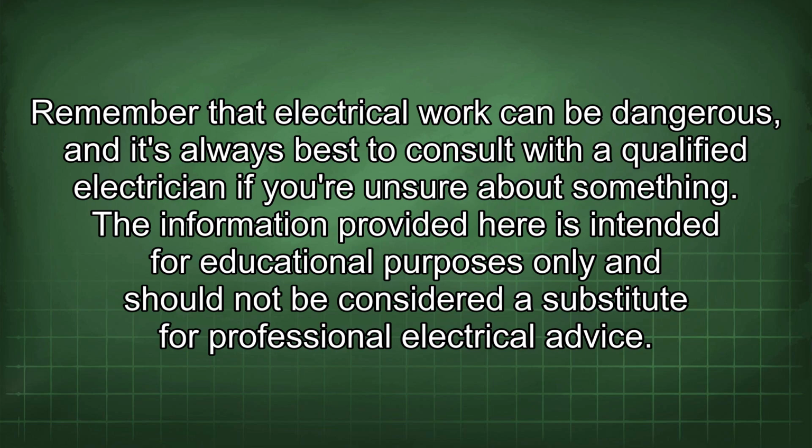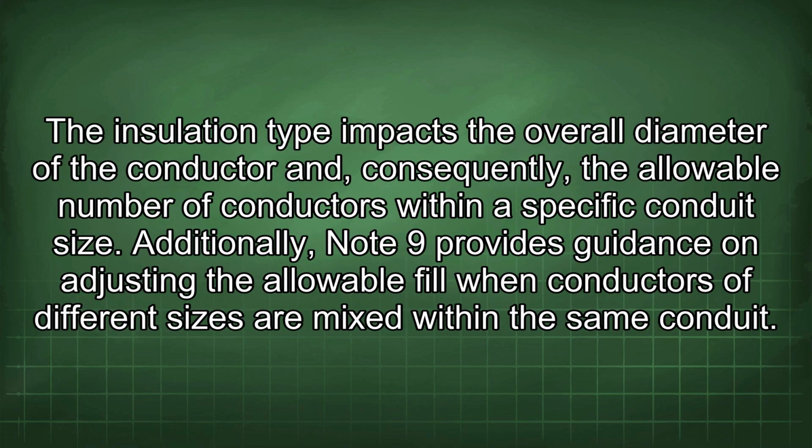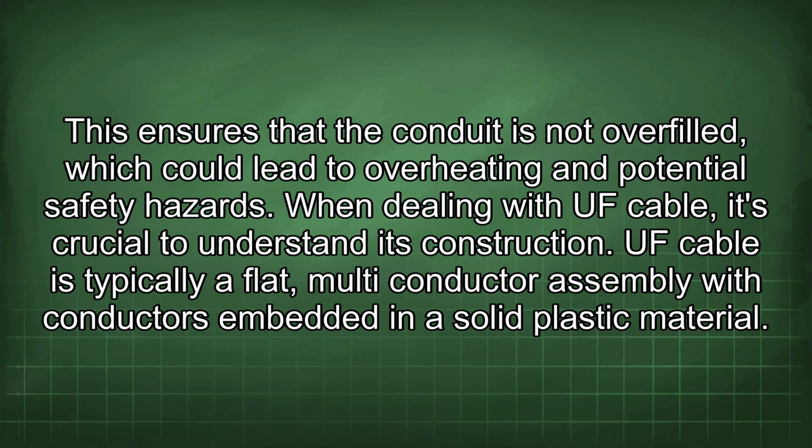professional electrical advice. When determining conduit fill for multiple conductors, it is essential to reference Chapter 9, Note 9 of the NEC. This note specifies how to calculate the cross-sectional area of conductors with different insulation types. The insulation type impacts the overall diameter of the conductor and, consequently, the allowable number of conductors within a specific conduit size. Additionally, Note 9 provides guidance on adjusting the allowable fill when conductors of different sizes are mixed within the same conduit. This ensures that the conduit is not overfilled, which could lead to overheating and potential safety hazards.